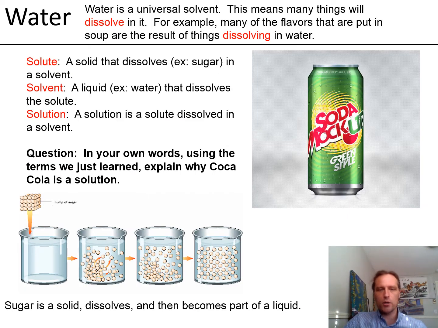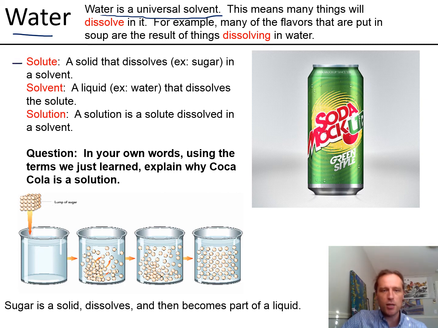So now we're going to talk about a little bit of chemistry and how molecules move. Firstly, let me remind you, water is an awesome molecule. If you ever want to have a fun conversation with me, let's make it about water. Water is a universal solvent. This means many things will dissolve in it. For example, many of the flavors that are put in soup are the result of things dissolving in water. A lot of the food we eat has water in it, because we can dissolve all these flavorful compounds in it. Three definitions for you.